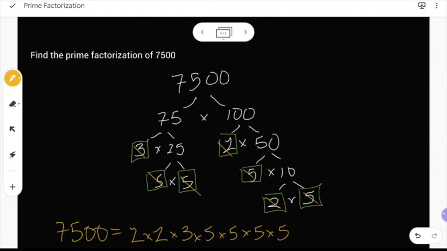So prime factorization is taking a number and breaking it down into smaller and smaller factors until we can't break those factors down anymore, because those factors themselves are now prime. So that's prime factorization.